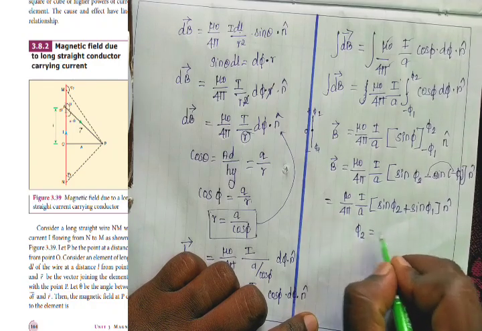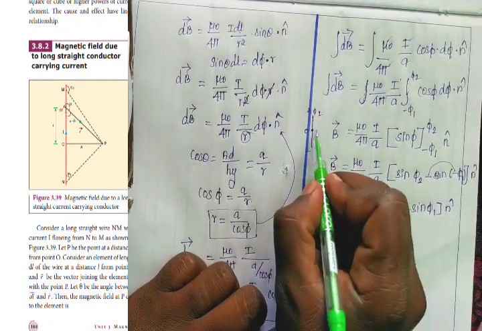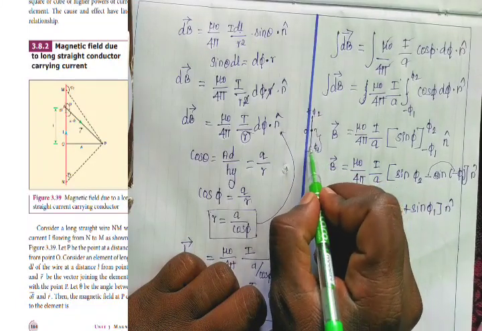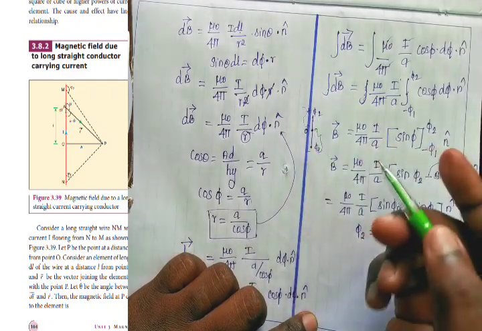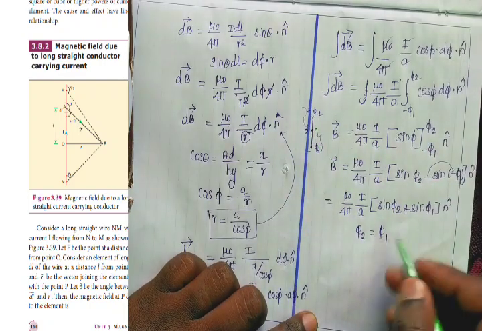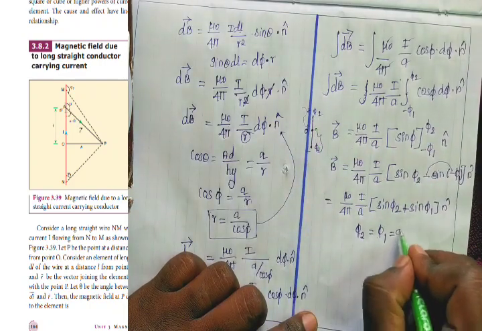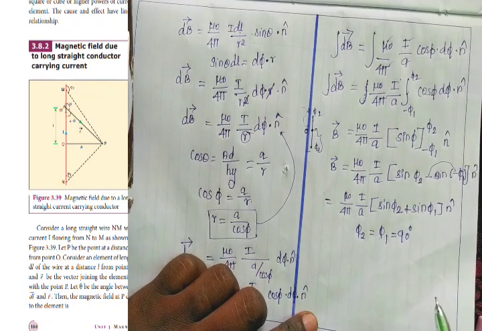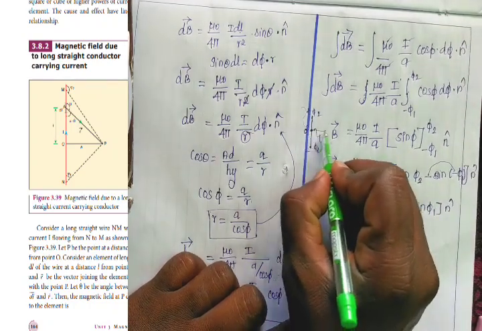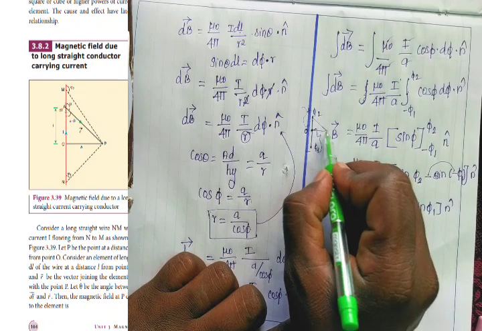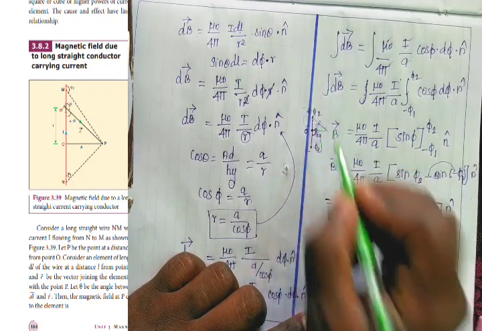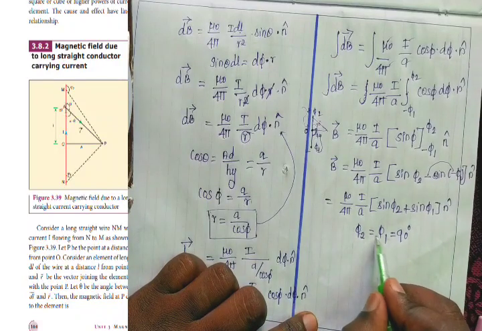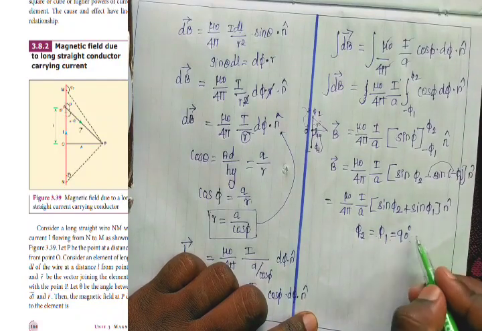φ2 value is equal to φ1. Here the distance from O to P1 and O to P2 are equal. So φ2 value is equal to φ1. The angle is 90 degrees, right? Because it is a simple diagram. It is a diagram, so if this angle is 90 degrees, this angle is also 90 degrees. So φ2 is equal to φ1 is equal to 90.